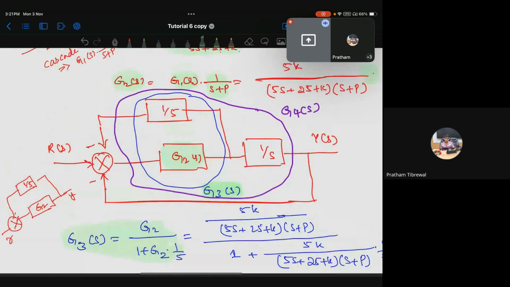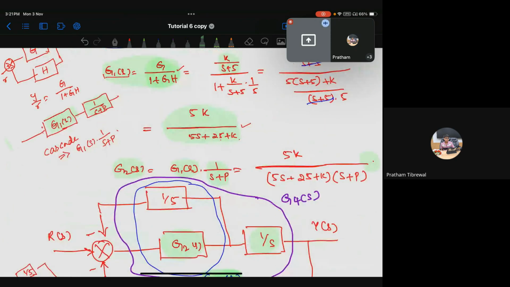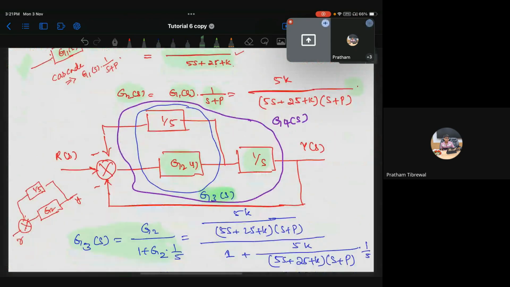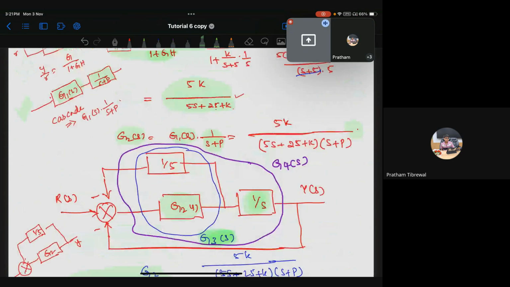Now we are getting an expression. After that, how are z3 and 1 by s connected? In the same way as previously, in this way only. Correct? Ask me the doubt. No problem. Actually, I was taking gh upon 1 plus gh, it's g upon 1 plus gh. So now z3 and 1 by s are also connected in this way.